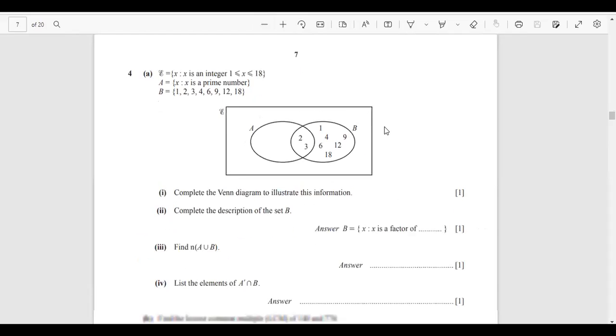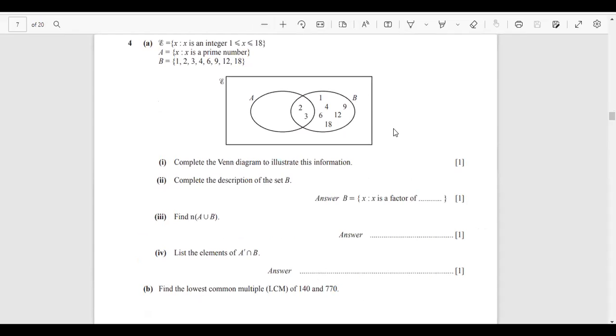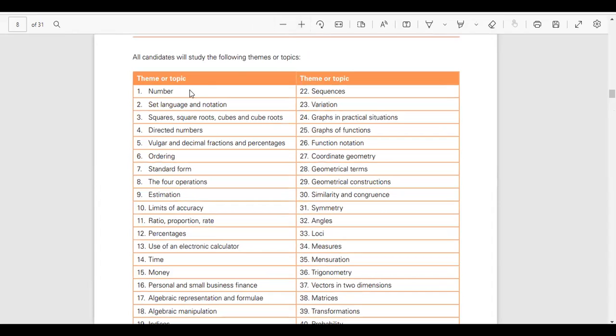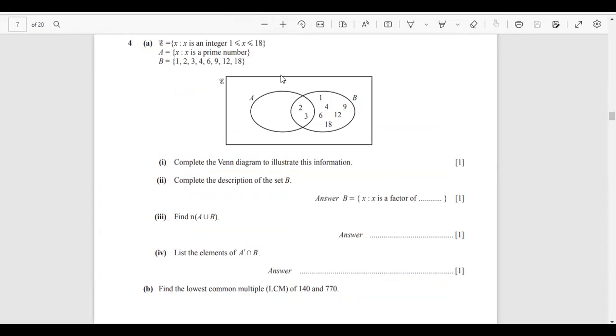So let's just complete one last example from the second chapter, and then we are going to talk about the third chapter, okay? So this is basically the entire syllabus. We are done with numbers. We are almost done with set, language, and notation. Today we will be talking about squares, square roots, cubes, and cube roots, okay? But let's just do one last example from the second question.